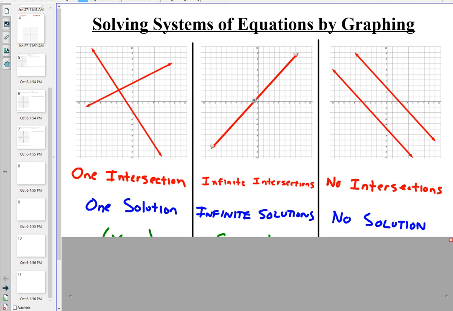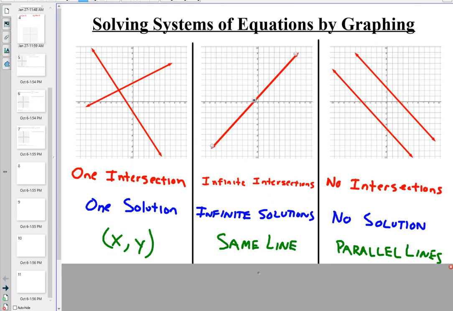If you have one solution, and these will be the most common ones, you should be able to tell me where that solution takes place. What are the coordinates of the intersection? If we have infinite solutions, because we're choosing to graph first, you should be able to tell me that the reason why we have infinite solutions is because both lines that we're graphing, both equations, are the same. And then if we have no solution, it's because the lines are parallel.